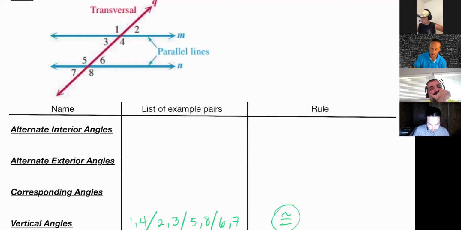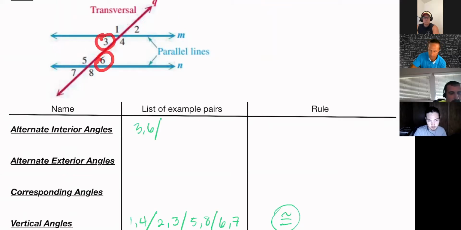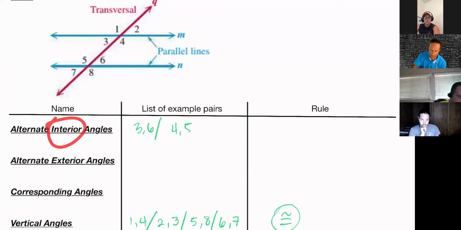So give me a pair of alternate interior angles. 3 and 6. Very good. Is that the only pair? 3 and 6? 4 and 5. Excellent. 4 and 5 would be another. Any others? No, those are the only ones that are on the inside. Those are our only options. And notice we picked 3 and 6 because they are on alternate or opposite sides of our transversal. And what does 3 and 6 look like?